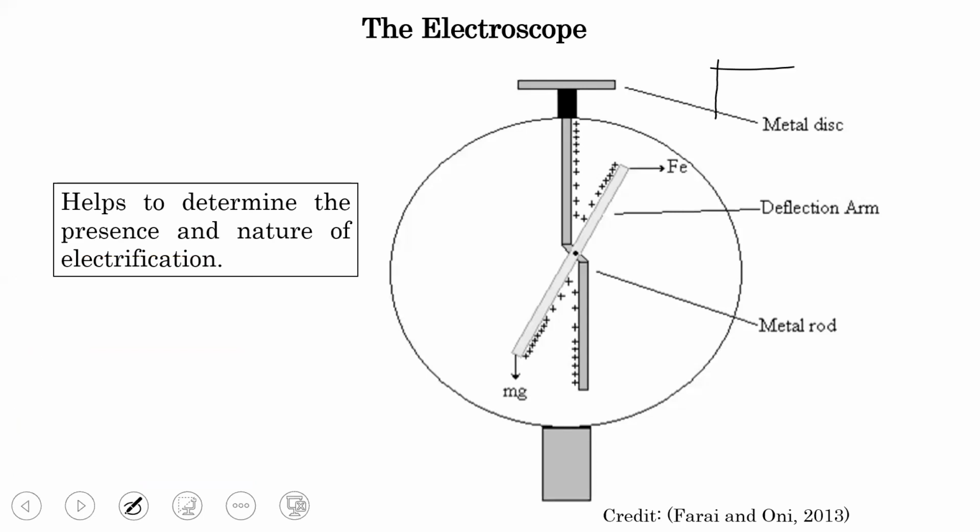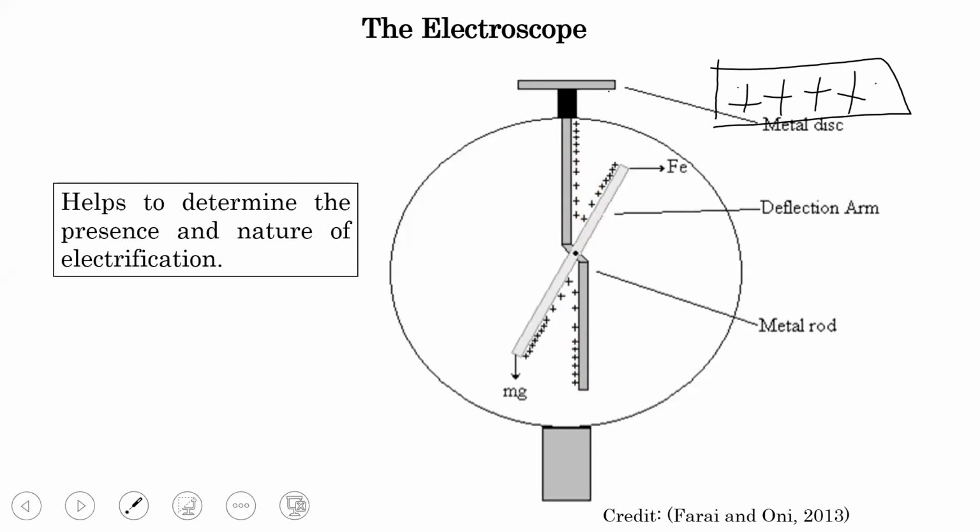If I bring a body that is positively charged close to this metal disc, the positive charges will spread into the metal rod and the deflection arm. Since they are positive charges, they will repel themselves. And because they repel themselves, this deflection arm will move away. Originally, this deflection arm was standing vertically upright.